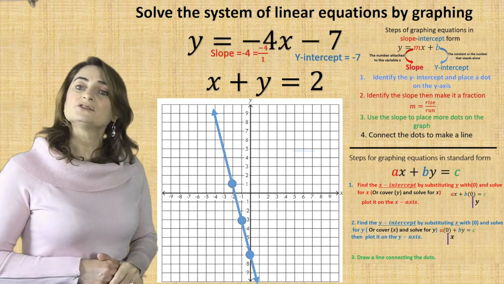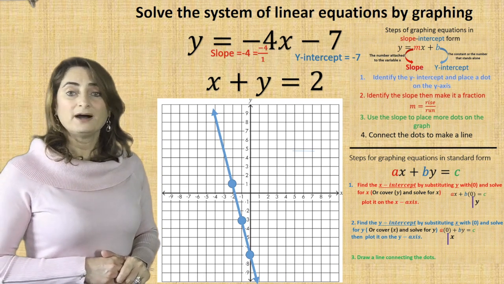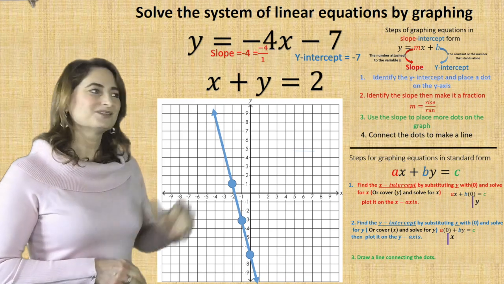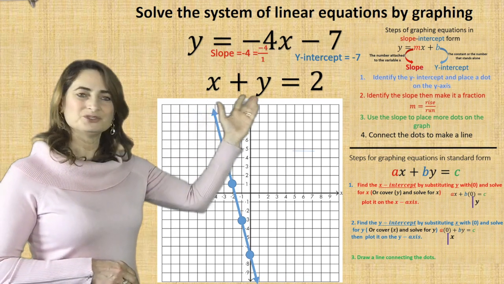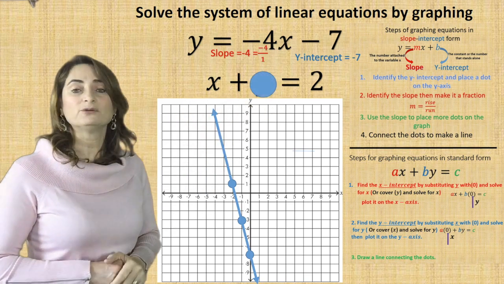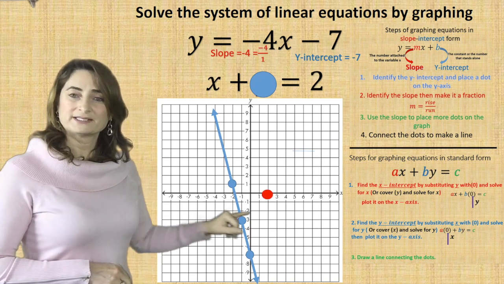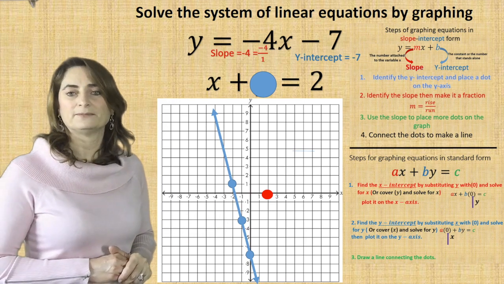Step number 1 is to find the x-intercept by substituting y with 0. So x plus 0 equals 2, so x equals 2, or cover y, then x equals 2. Go on the x-axis, find 2, and put a dot.